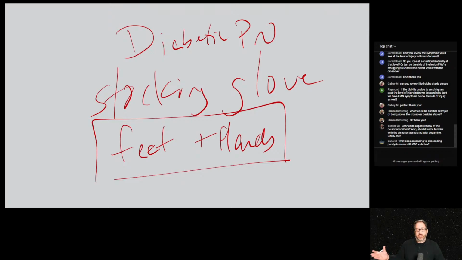So those are the big three things you got to know. Guillain-Barré is an ascending paralysis, Botox is a descending paralysis, and diabetic peripheral neuropathy is a stocking glove type of paresthesia, feet and the hands. And those are the big ones as far as the different types of paresthesias. Obviously with Guillain-Barré and Botox, it's a muscular problem. Peripheral neuropathy is a sensory problem. But again, make sure you understand which one is which.